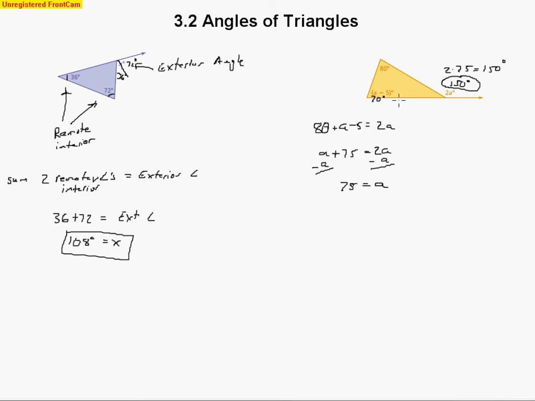And we could go ahead and find this angle right here a couple ways. We could subtract the 150 from 180, and that gives us 30 degrees. And you'll notice that if we took these two angles, that makes 150. Subtract that from 180, we get the same exact answer.